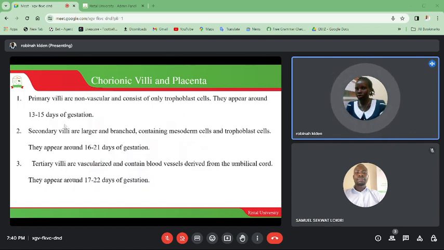Chorionic villus and placenta continued. Primary villi are non-vascular and consist of only trophoblast cells, and they appear around 13 to 15 days of gestation. Then the secondary villi are larger and branched, containing mesoderm cells and trophoblast cells. They appear around 16 to 20 days of gestation. Then tertiary villi are vascularized and contain blood vessels derived from the umbilical cord. They appear around 17 to 22 days of gestation.